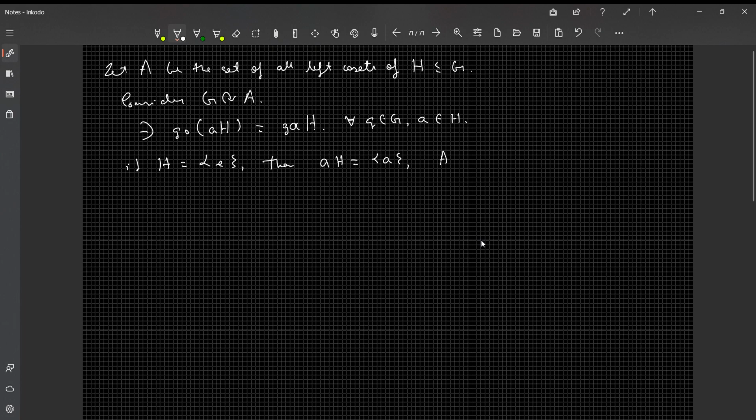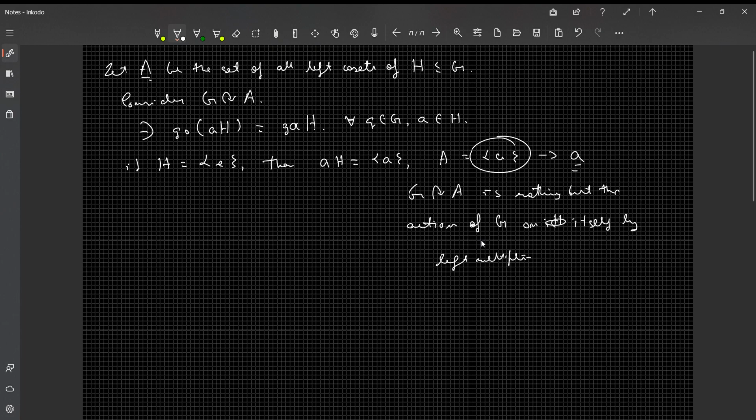singleton set {a}. So you have the set A to be the singleton set {a}, right? So if we represent this singleton set as a simply, then G acting on A is nothing but the action of G on itself by left multiplication, right? Sorry, I have written this wrong. A is not only containing the singleton set {a}. So it is the collection of all singleton sets {a} such that a is in G. Right?